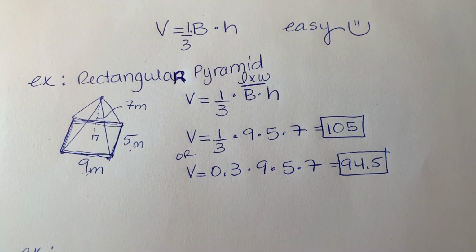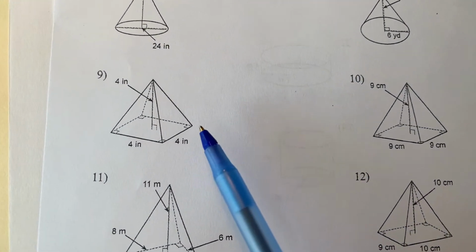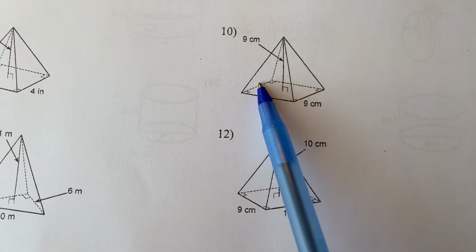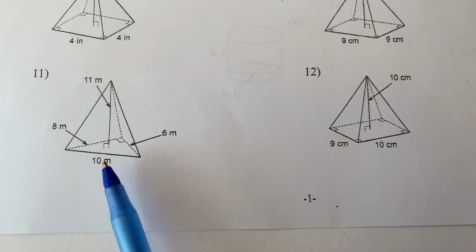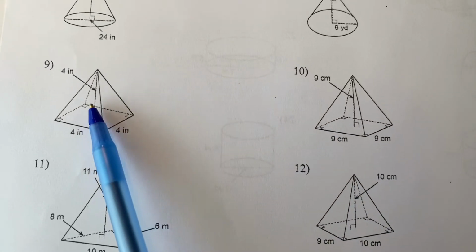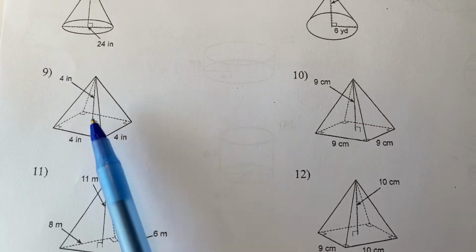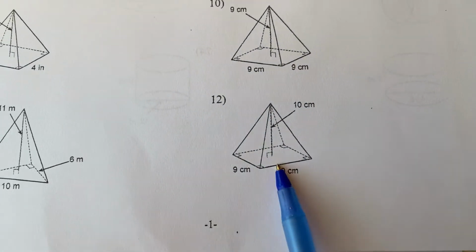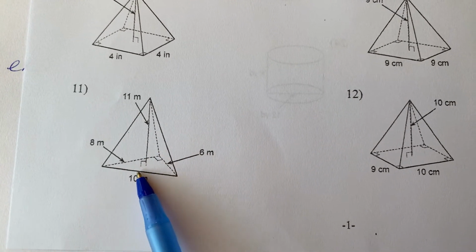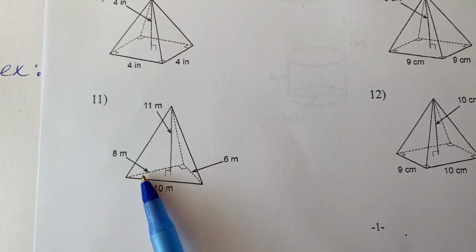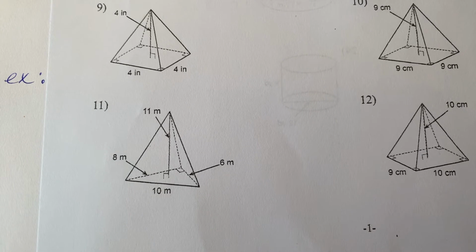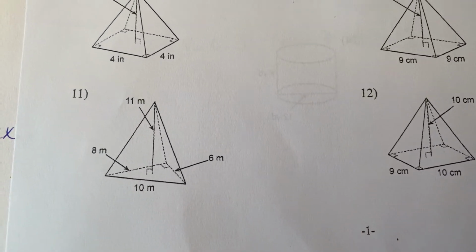Coming back to here, so look, this is a rectangular prism because the base is a rectangle. Let me first do this one. 12 is a rectangular pyramid because the base is a rectangle. This, however, is a pyramid, but look at the shape of the base. The shape of the base is not a rectangle, it's a triangle. So if we look at this one, I'll do it here on paper because it has different numbers.